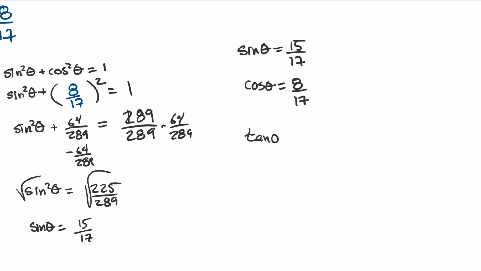Remember that game with tangent? Tangent is just the numerators, right? So we'd say it's 15 over 8. Once you have sine, cosine, and tangent, we're done. So cosecant, again, you just flip it over. And that's the method without ever making a right triangle.